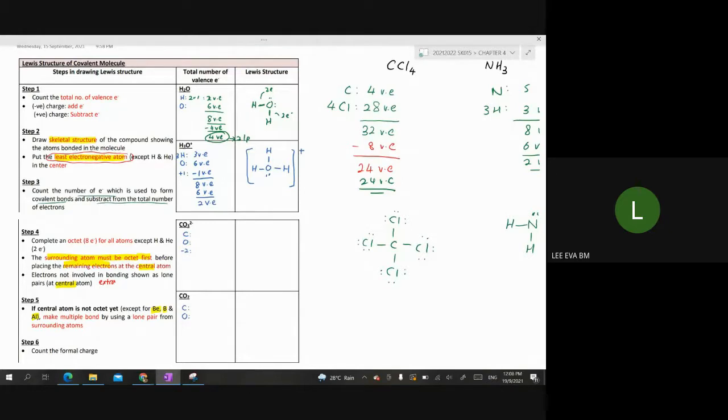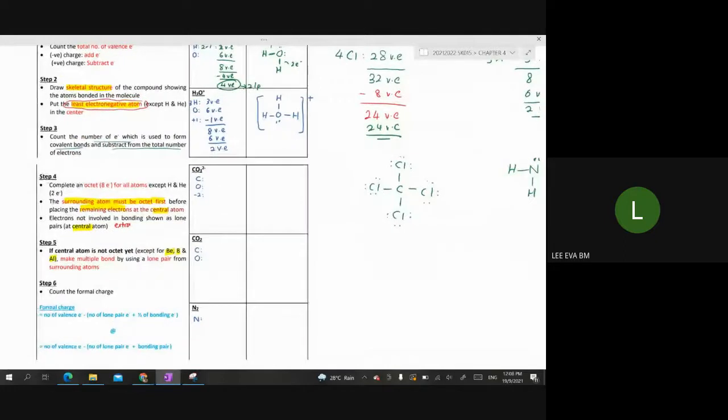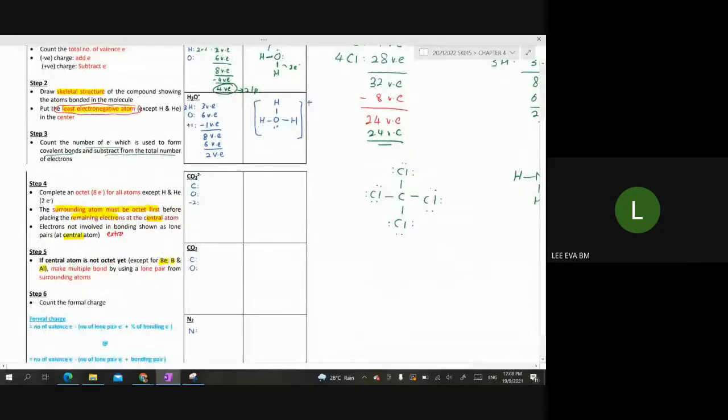You really need a lot of practice for Lewis structure. So let's see how madam teaches step number 5 and how we apply it. Step number 5 says that if a central atom is not yet octet, because we want to make sure every single atom can at least achieve octet, besides the exceptions, because there are anomalous exceptions too. Okay, so let's look at our CO3 2 minus.